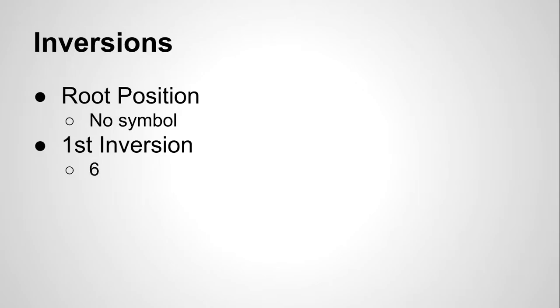So with our inversions, we have root position notation, which is no symbol with it. We have first inversion notation, which would be to have a 6 next to that Roman numeral. And then second inversion would be to have 6-4 like that.